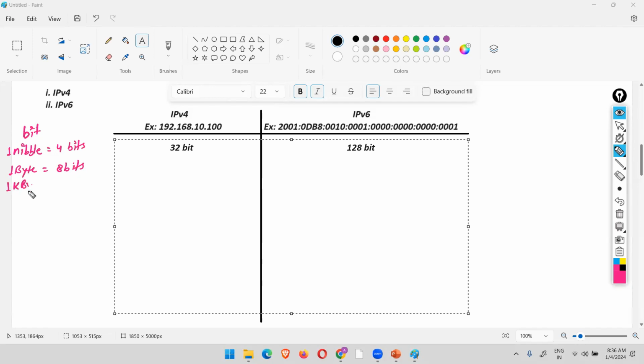kilobytes, which is 1024 bytes. Then megabyte, which is 1024 kilobytes. Then we have gigabytes, which is 1024 megabytes. Like this, it will keep on going.